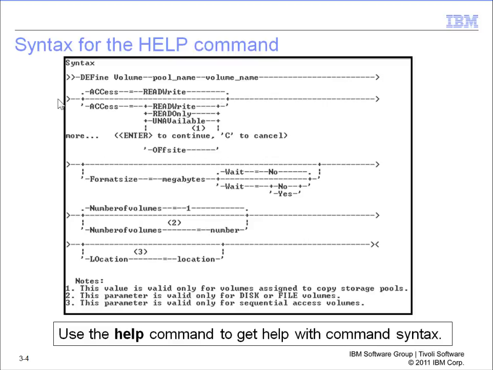So if we're creating a volume that we want to be read-write, we do not need to put in access equals read-write. That's the default. Our format size in megabytes is also an optional parameter. By default, you're creating one volume at a time. Other options, multiple numbers of volumes. So this is what it looks like when you use the help command from the administrative command line. You can also go to the administrator's reference guide that will show you the similar command syntax with a description of all of the parameters and even some suggested uses.